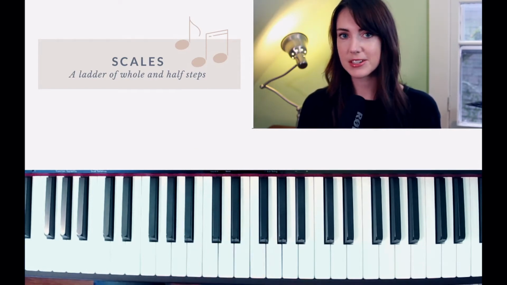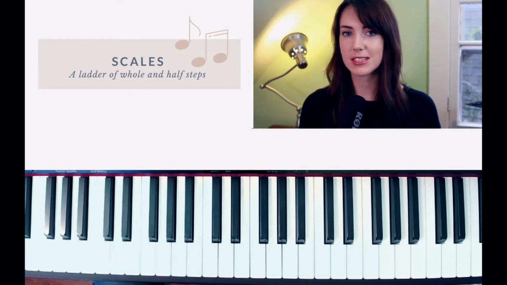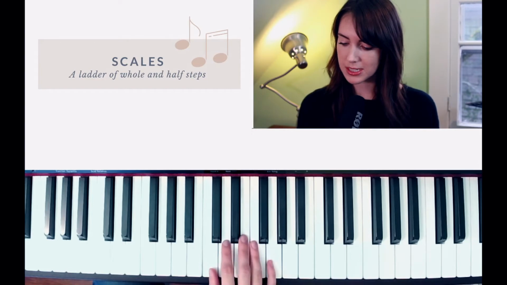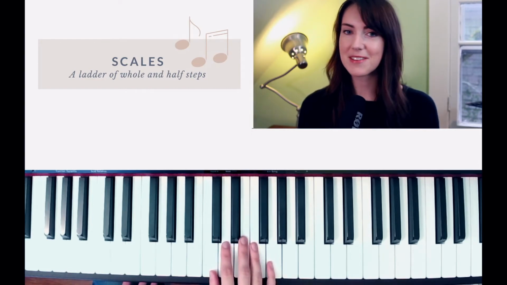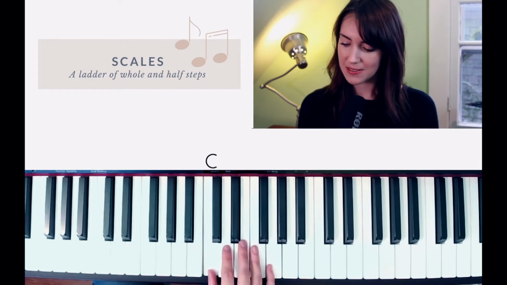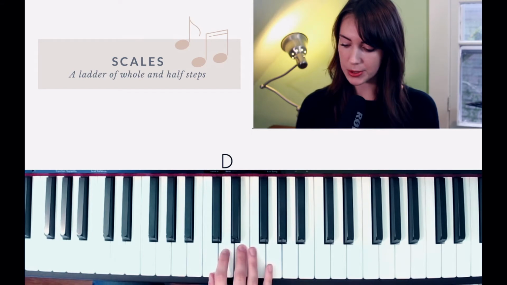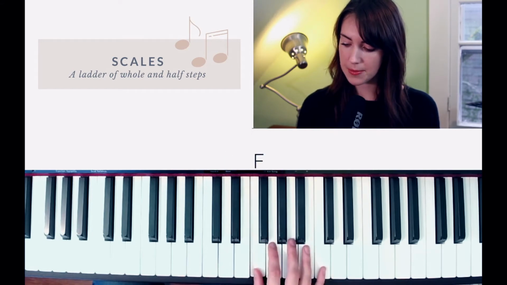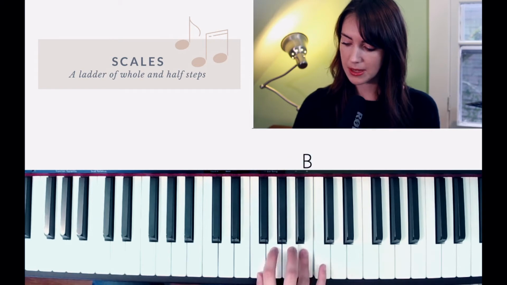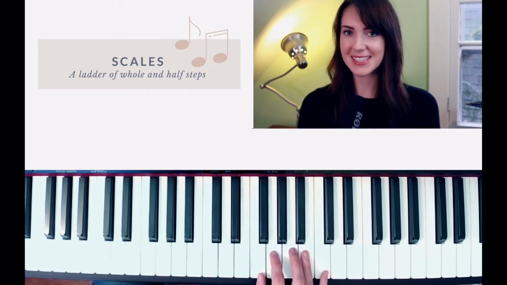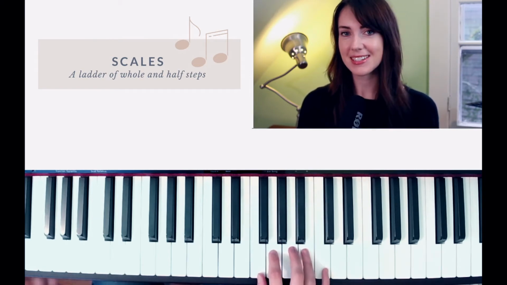So to make a major scale, all you have to do is use a certain combination of these half and whole steps. So let's do C major. This is a very friendly key because there's no sharps and no flats. So from C major, we're going to go up a whole step, a whole step, a half step, a whole step, a whole step, a whole step, and a half step. And that's it. And then when you come down, it's just the same.